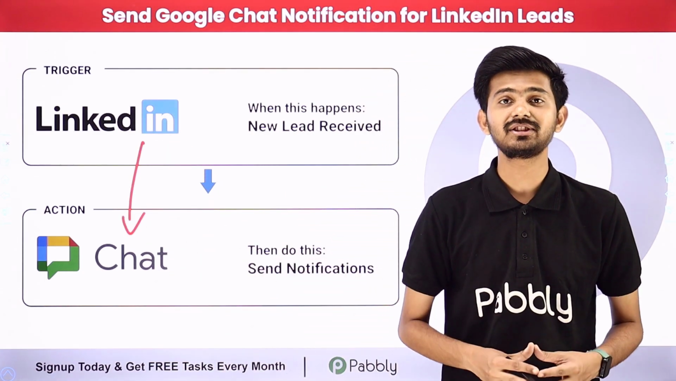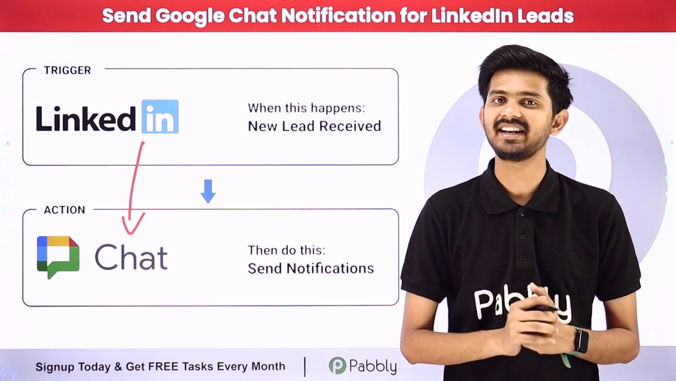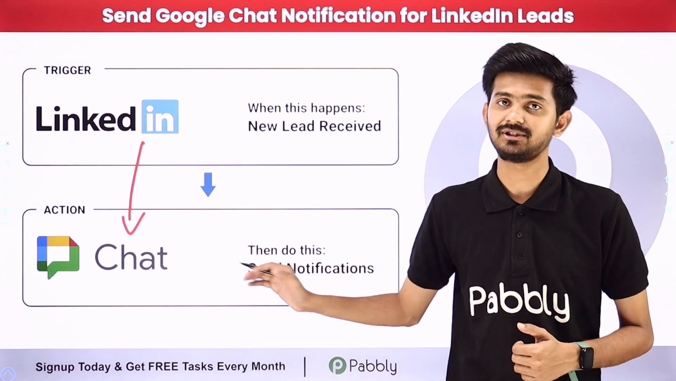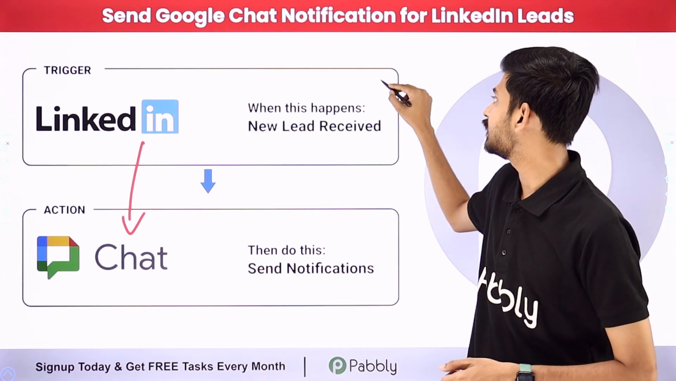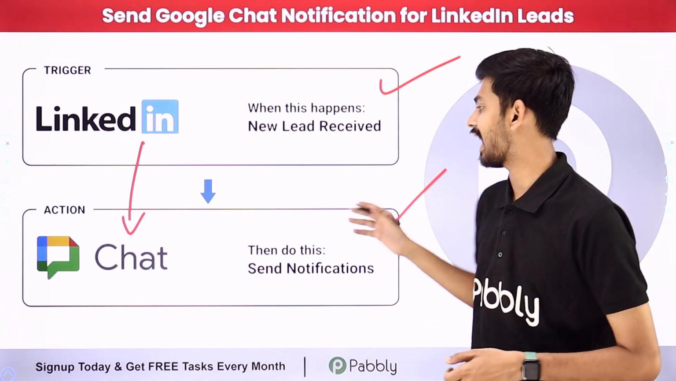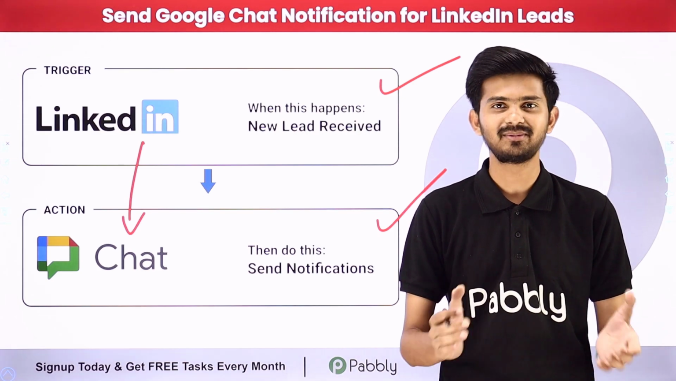For building this connection, I'm going to use Pabbly Connect, which is an amazing software for automation and integration. In Pabbly Connect, I need to use the concept of trigger and action. In the trigger application, I'm going to use LinkedIn lead generation form. In the action application, I'm going to use Google Chat. So how am I going to build this connection? For that, let me take you to my computer screen.